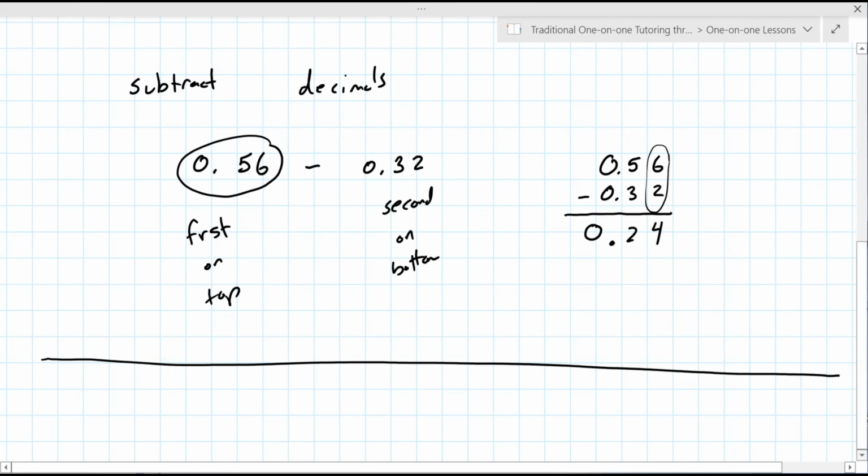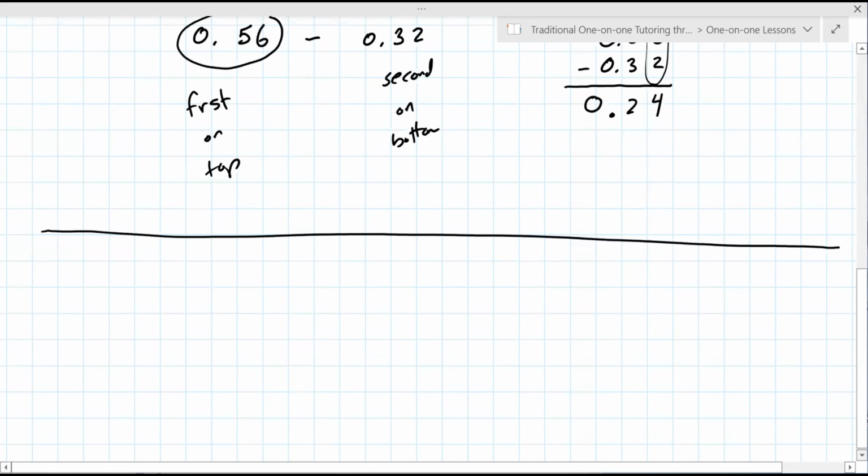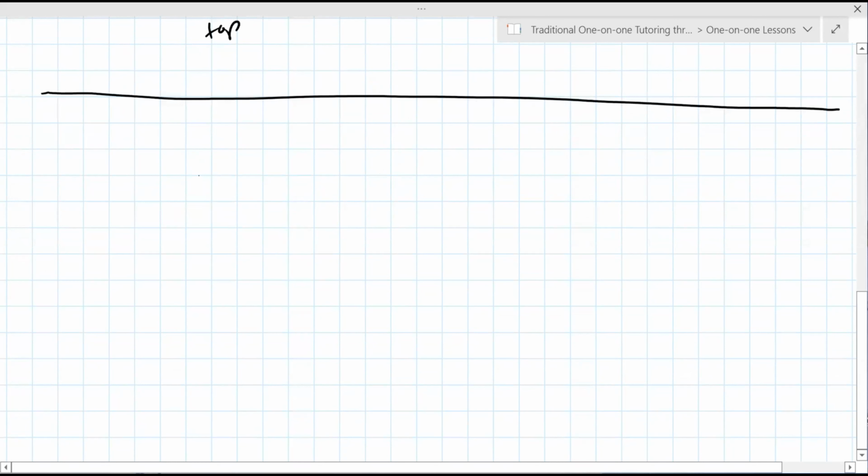Minus 0.32, or 56 minus 32, but you have some decimals there. That's no big deal. Now, let's do another problem here. Let's say it's 0.73 minus 0.45. So again, you put the first one on top, 0.73 on top, 0.45 on the bottom. But this has got a new set of challenges.